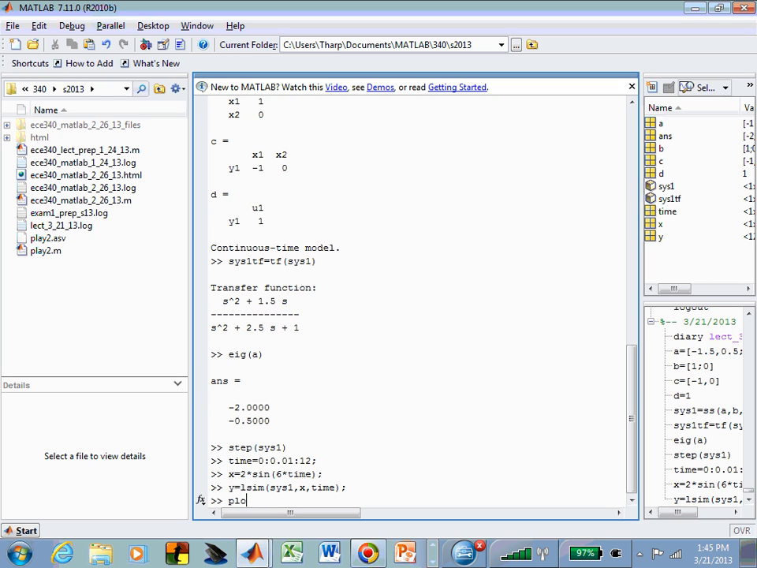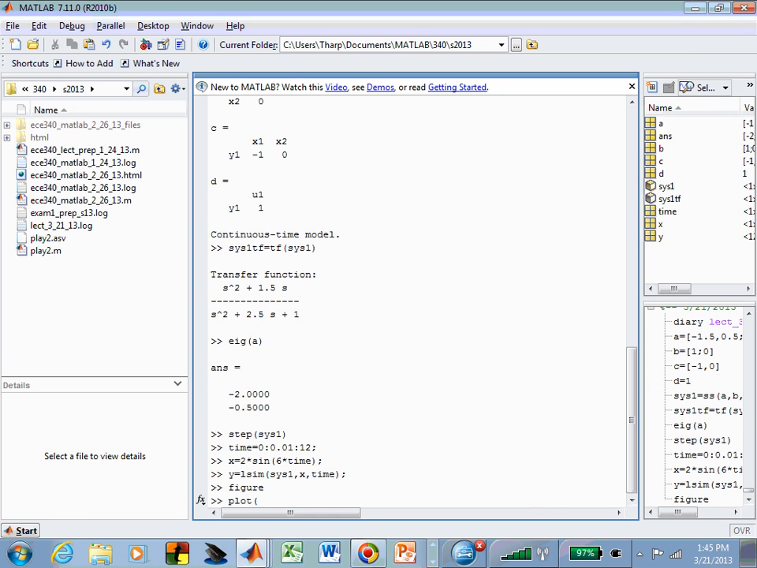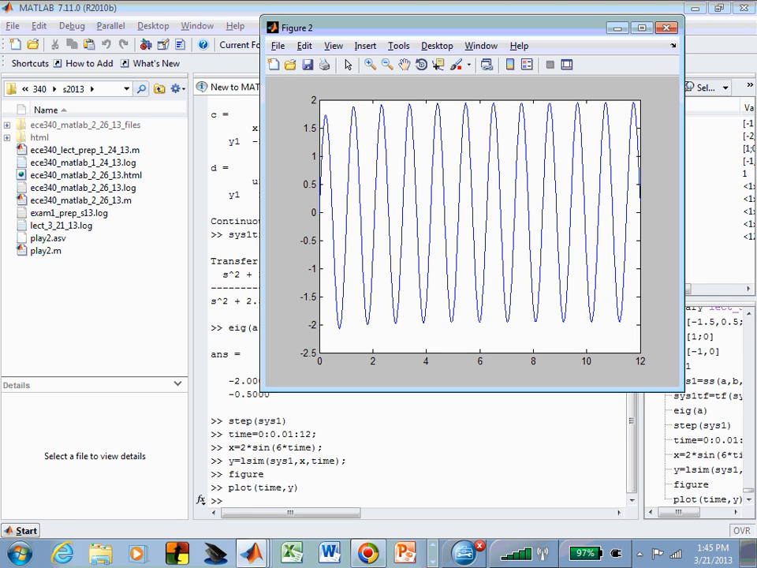I can now say, oh, let me put this in a new figure window and say I want to plot time and y. This one is kind of hard to see the transient, but you can sort of see it, can't you? With this particular transfer function. And we hit steady state roughly at 10 seconds, and then we move on from there.